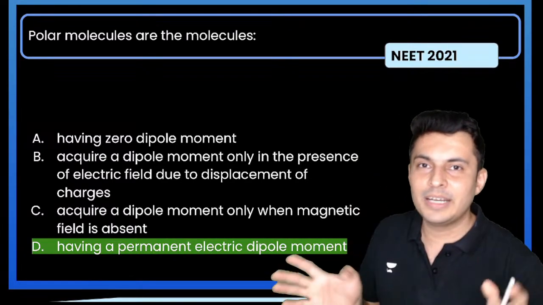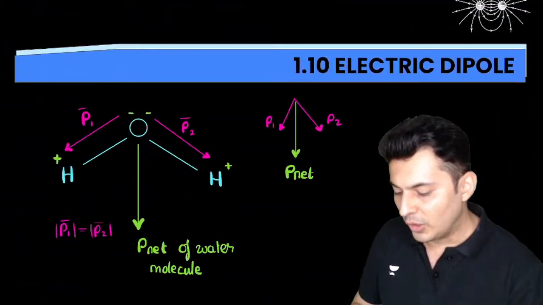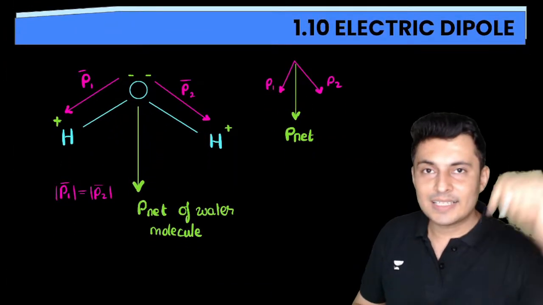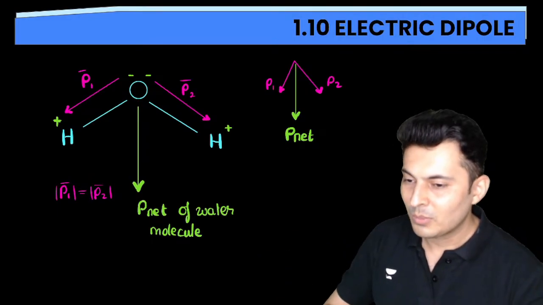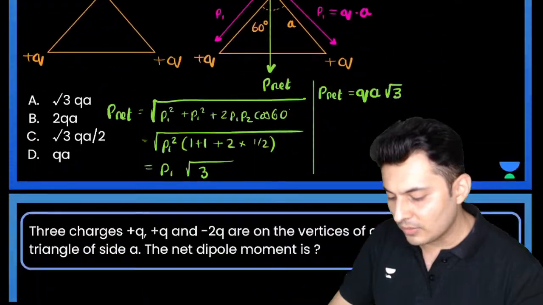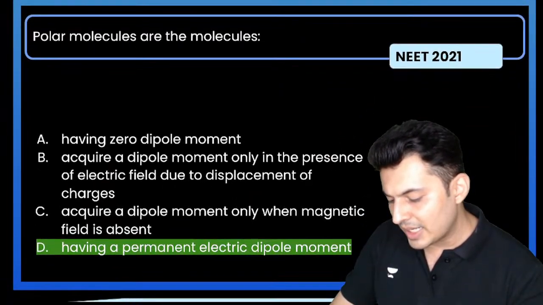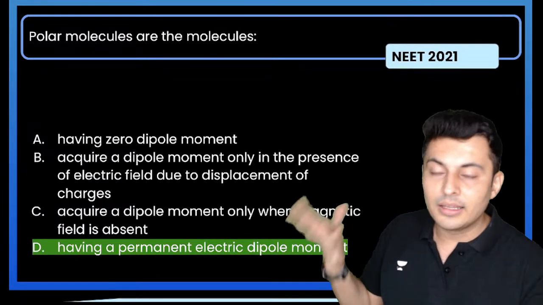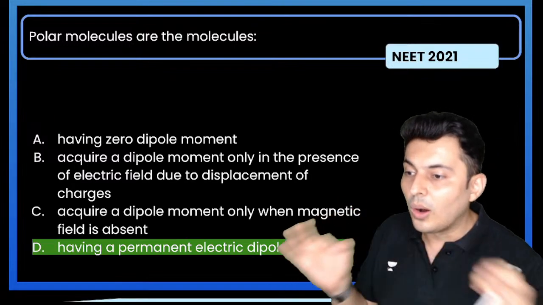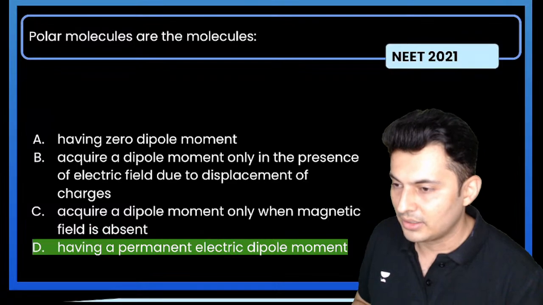Molecules which have permanent dipole moment, like the one which I showed you right over here for the H2O molecule, have a net dipole moment. So that's why it is called a polar molecule. Okay, the rest of the options will not match. It acquires dipole moment in the presence of something else? No, it should always have it, whether other things are there or not. That's why the word permanent is very important.